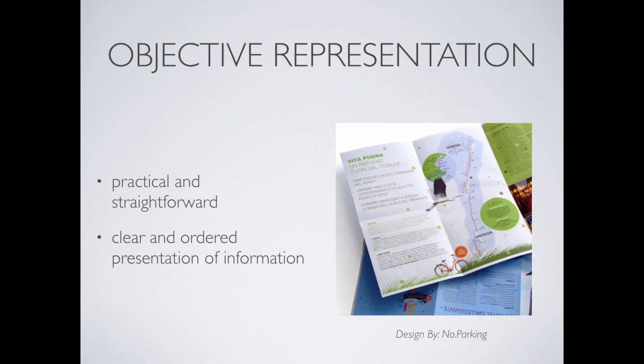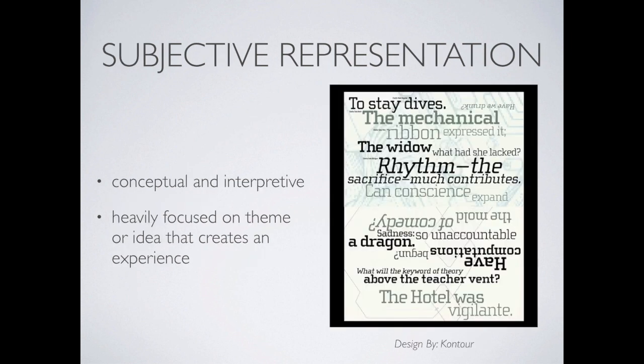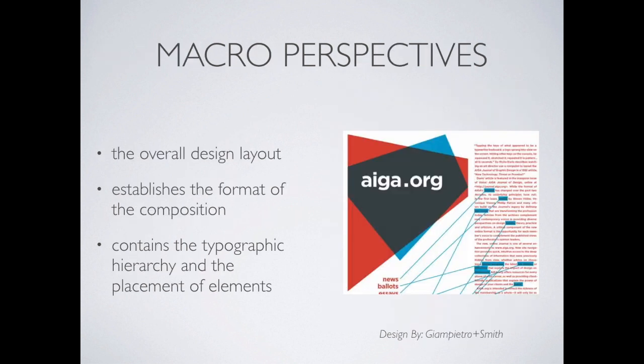Objective representation is a very practical and straightforward way of laying out content and ordering your content, etc. We'll get into this in a lot more detail next class. Subjective representation is a little more conceptual and interpretive. It's heavily focused on a theme or an idea. It's how you organize the individual typefaces. We're going to be doing a little bit of both in the exercise today.